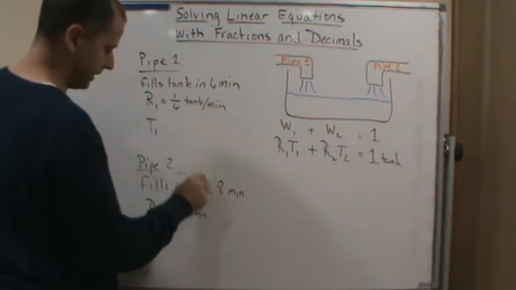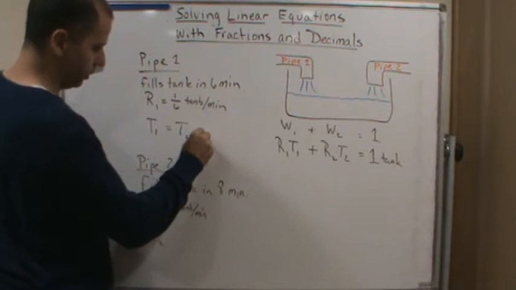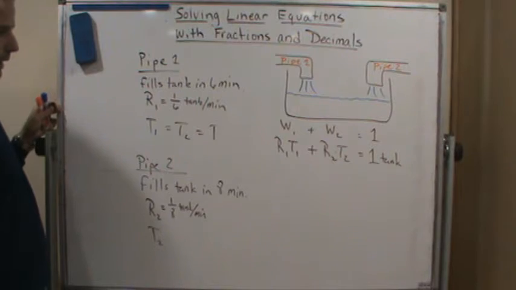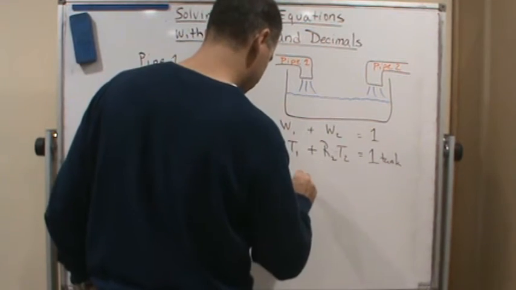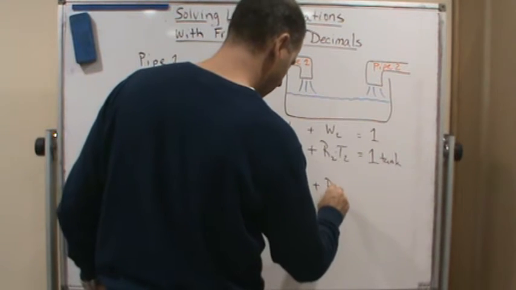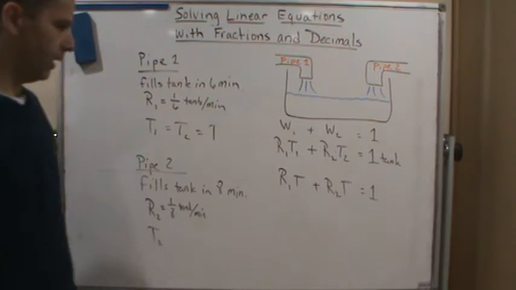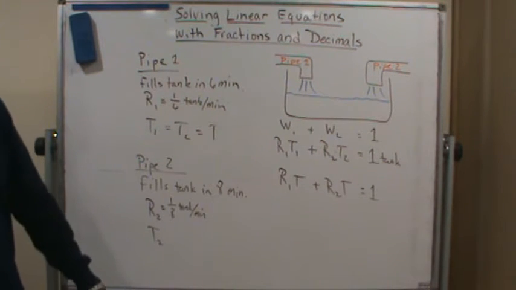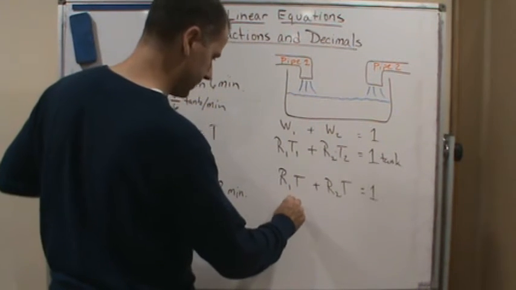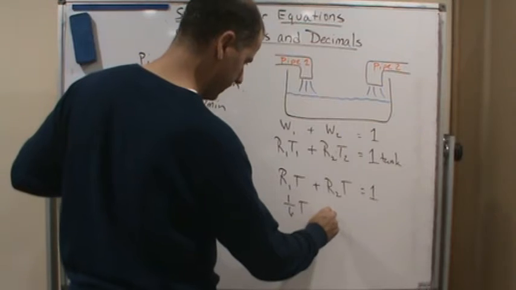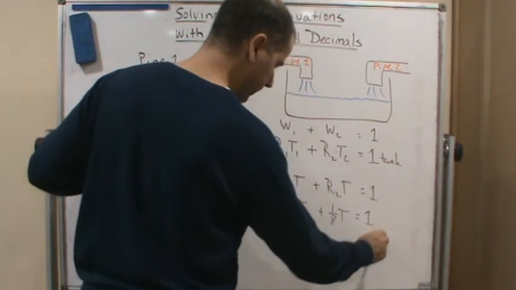So we can say that T1 is equal to T2, which is equal to T. And so I'm going to rewrite this and say R1 times T plus R2 times T is equal to 1. Now I can fill in the rates. So this is going to be 1/6 times T plus 1/8 times T is equal to 1.